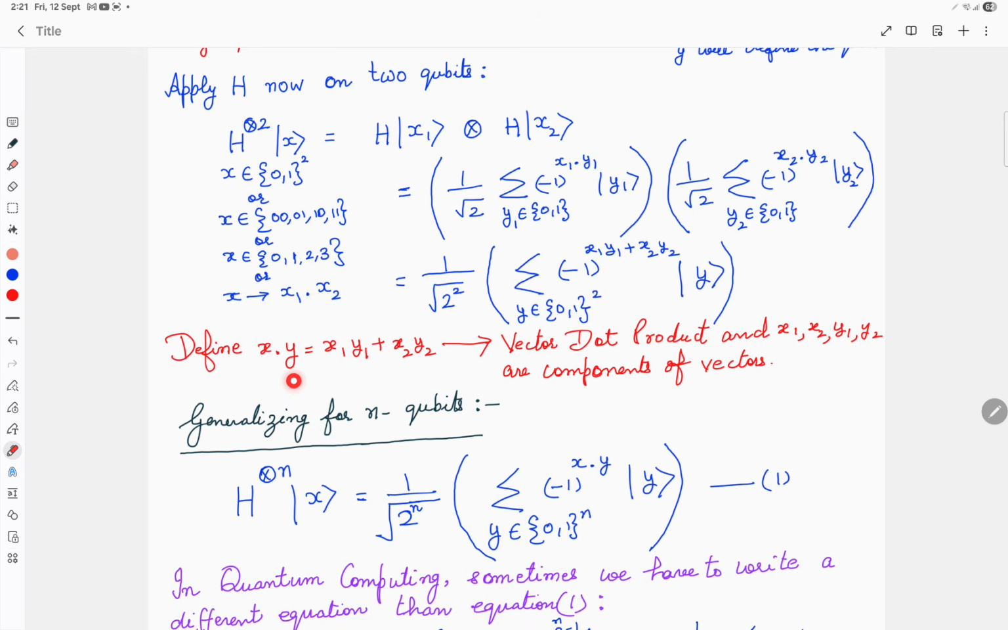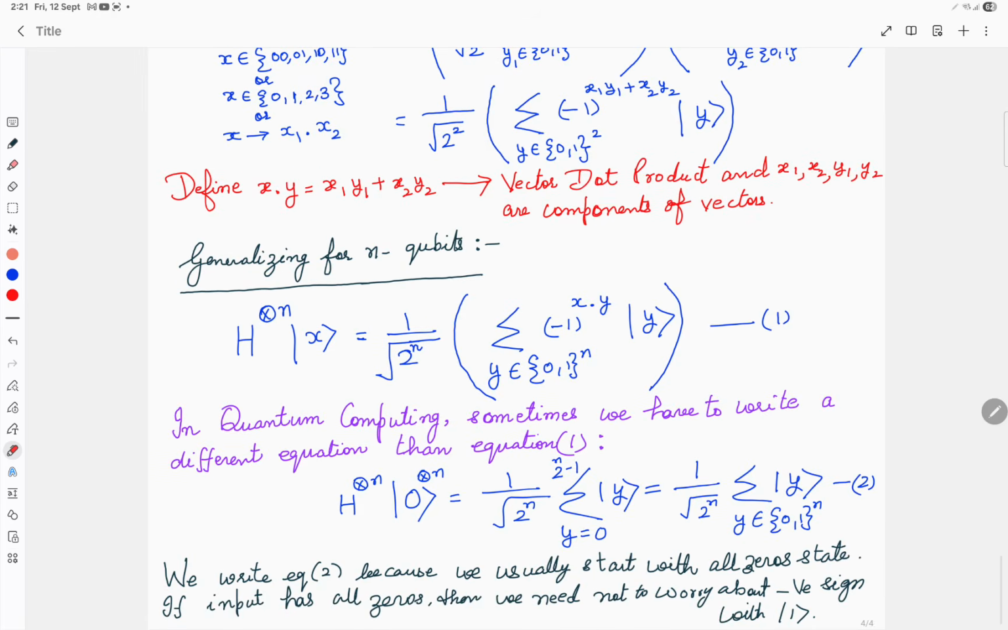So x·y is basically a dot product of the vector components. What are the vector components? x1 y1, x2 y2 are the components of the vectors for x and y. Now we have to extend this expression to an n qubit system. That means we want to know what happens when you apply the Hadamard gate on an n qubit system.